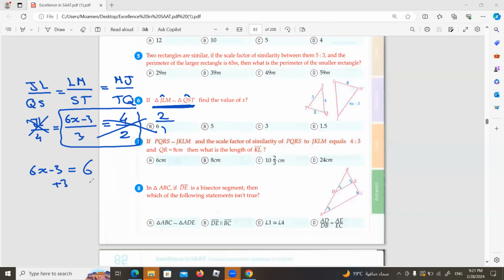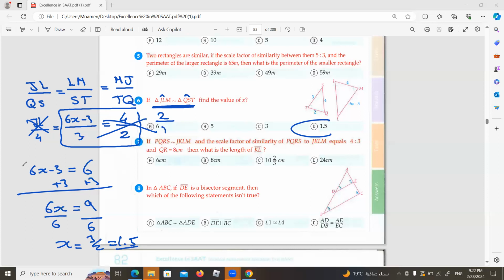6. Plus 3 to both sides. So 6x equals 9. And then after that, divide by 6 and get the answer. So the answer here will be what? 9 over 6 divided by 3, it will be 3 over 2. It means 1.5. So the value of X here is 1.5. Okay, so this is the result of number 6.